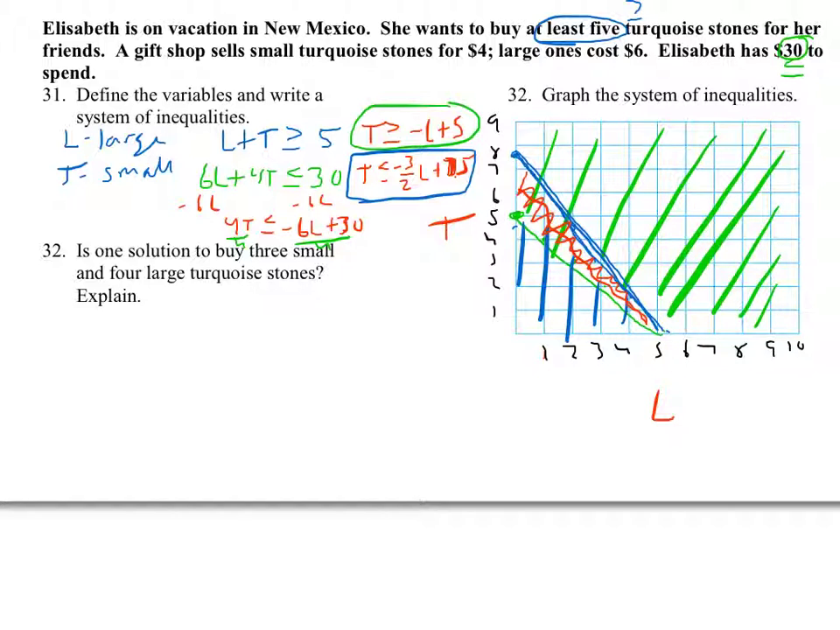So our last question is, is one solution to buy 3 small ones or tiny ones, so 3 over here, and 4 large ones, 4 down here. So 3 and 4 would put us 4 over here and 3 up. It would satisfy having at least 5 turquoise, but it would be costing too much money. So that would be spending more than $30. So we would say no.